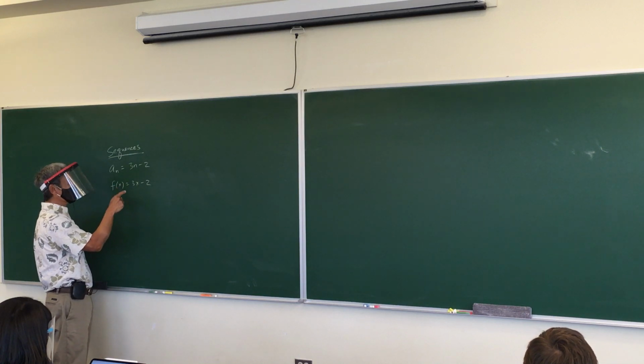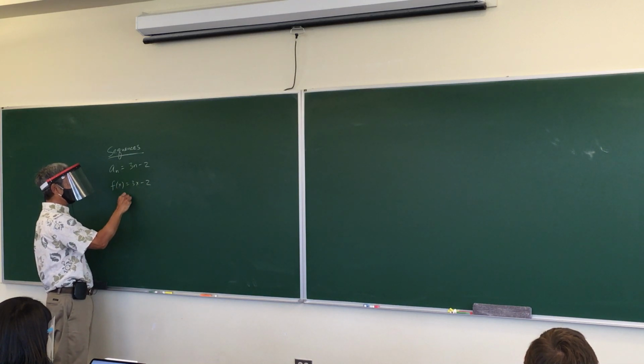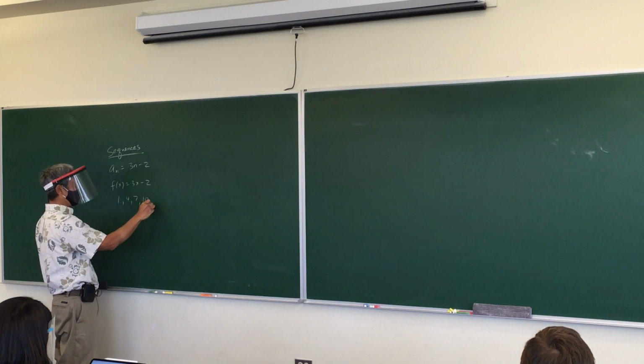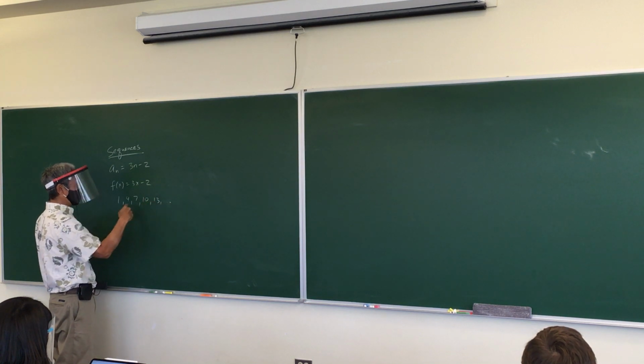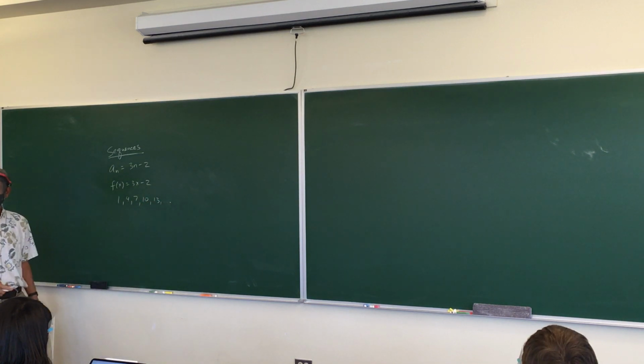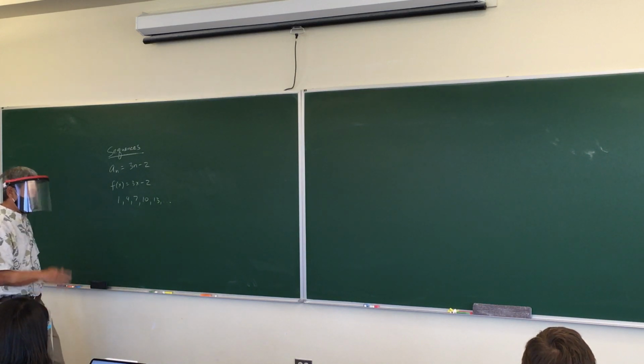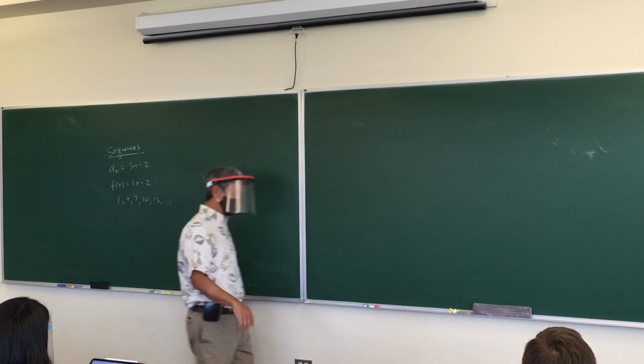1, if you plug in 2, plug in 3, 4, 5. There you go, that's the first 5 terms of the sequence. You simply plug in positive integers, 1, 2, 3, 4, 5. There's a first term, second term, third term, and so forth.